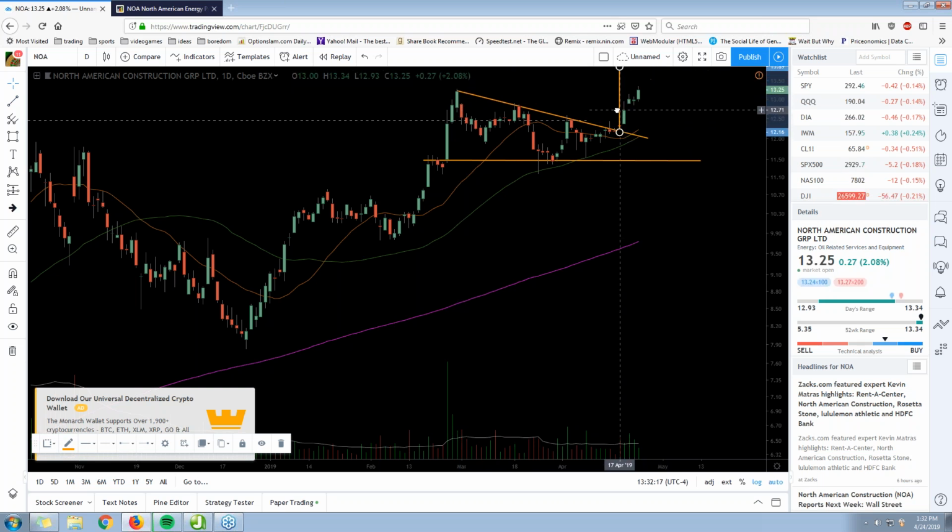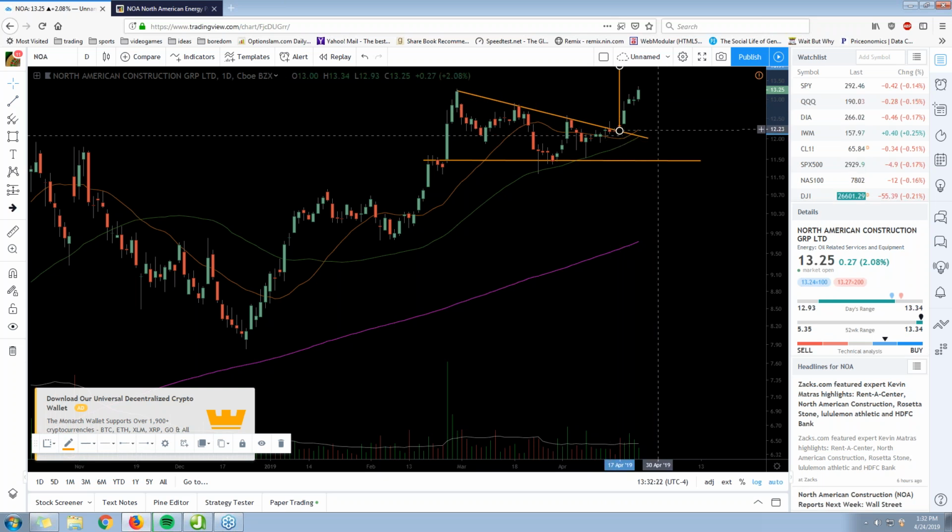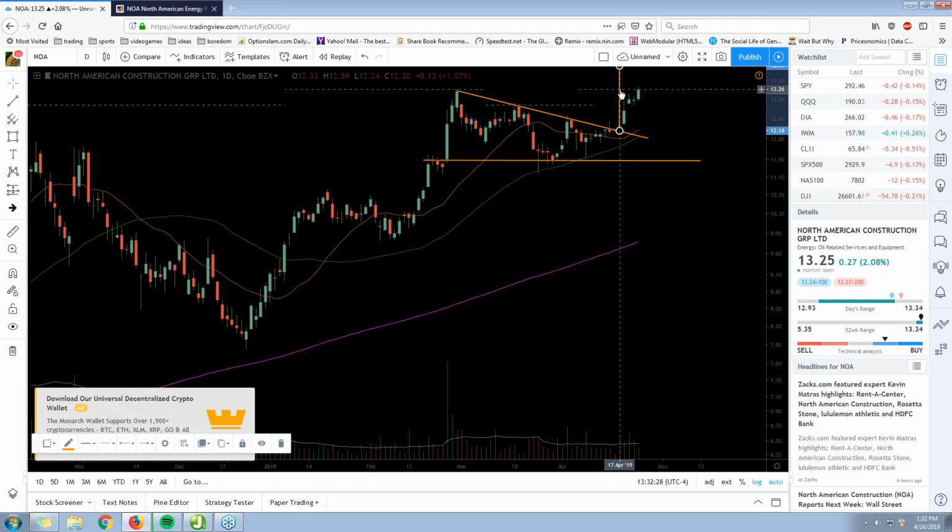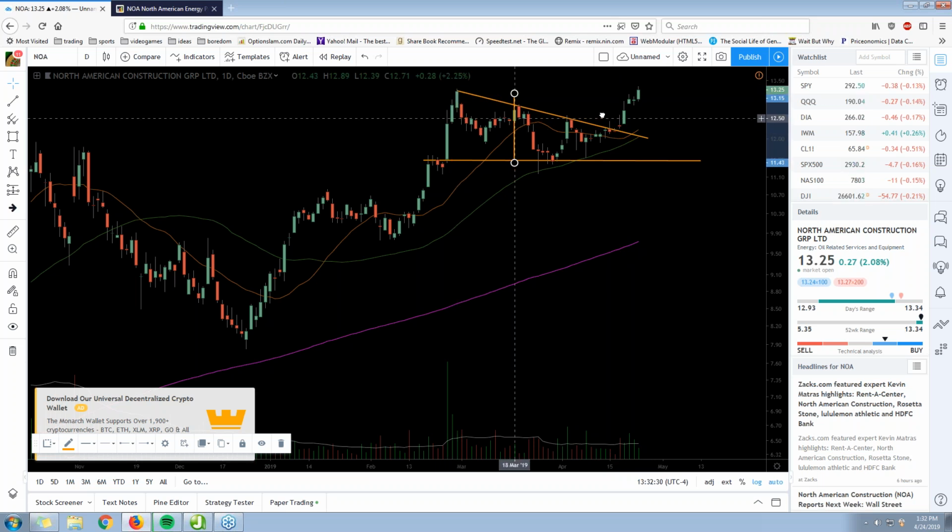I'm basing it off of the breakout of the triangle, which would be from down here around 1220. Now again, I don't put that much stock in measured moves. I think they give you a good ballpark of what's going to happen, but I think the price action itself is more important to read.